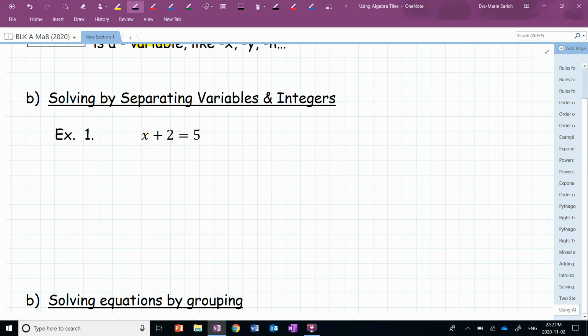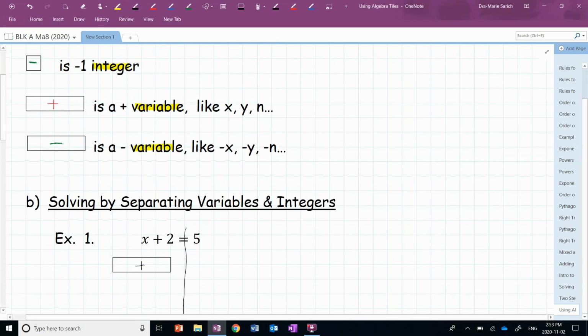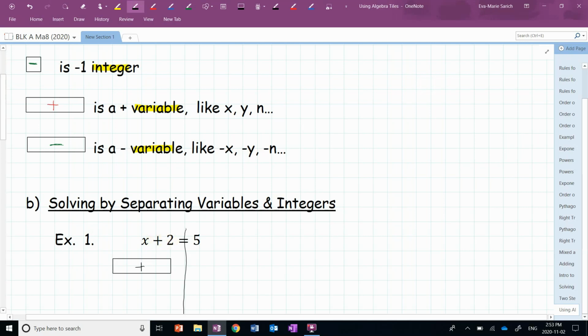Now what we're going to do is actually draw those shapes so that we can in fact separate them. So we're going to start with, and I'm just going to copy and paste these for you, an X, which is represented by a rectangle. So I'm going to copy and paste a rectangle onto this side here on the left side. Now that is a positive X, so I'm going to put a plus symbol in it. Now also on that side I have +2, and those are integers.